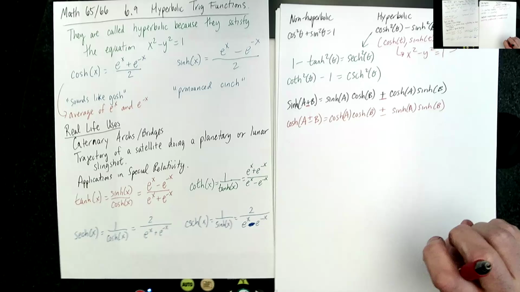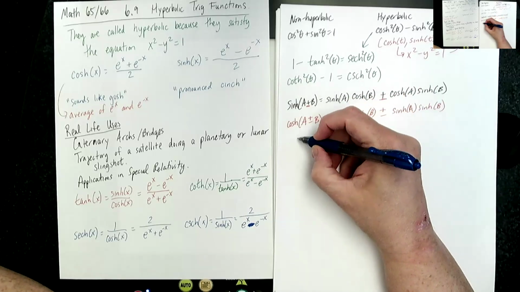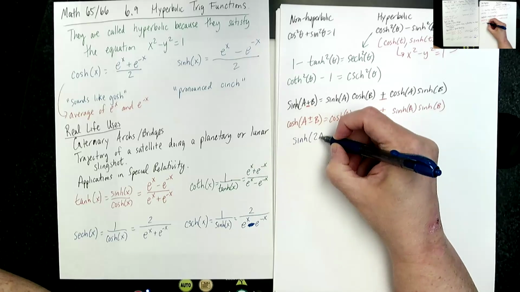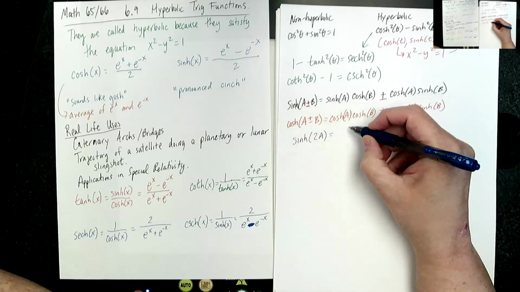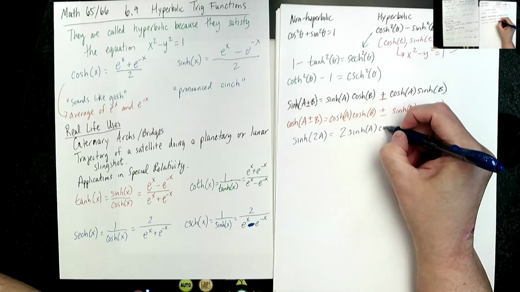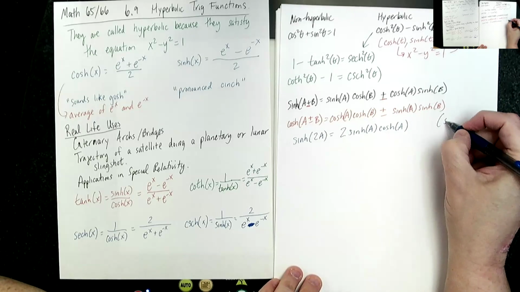There we go. Need a little bit of tuning. You'll see if you make them both A's, sinh of A plus A, or 2A, ends up being 2 sinh A cosh A, like your sine of 2 theta formula.